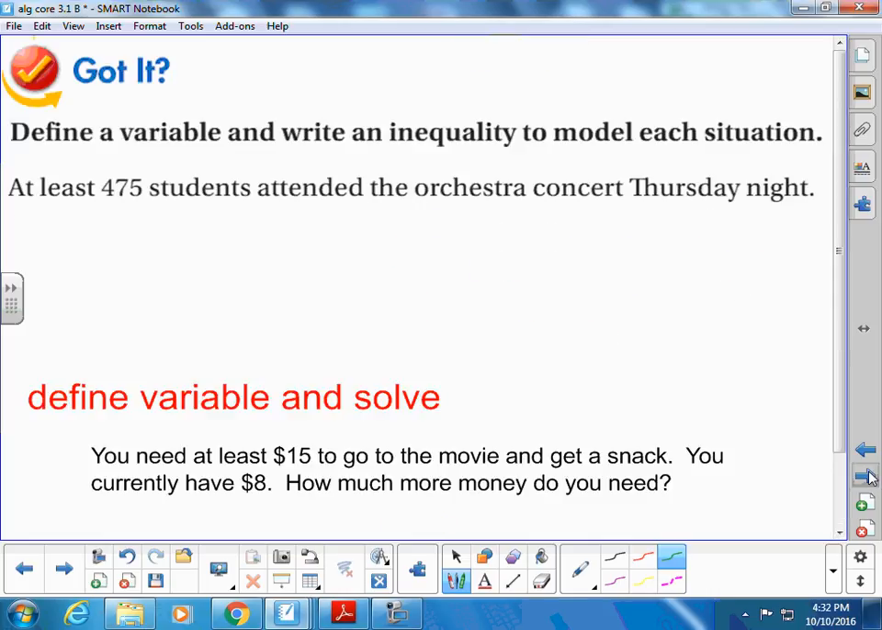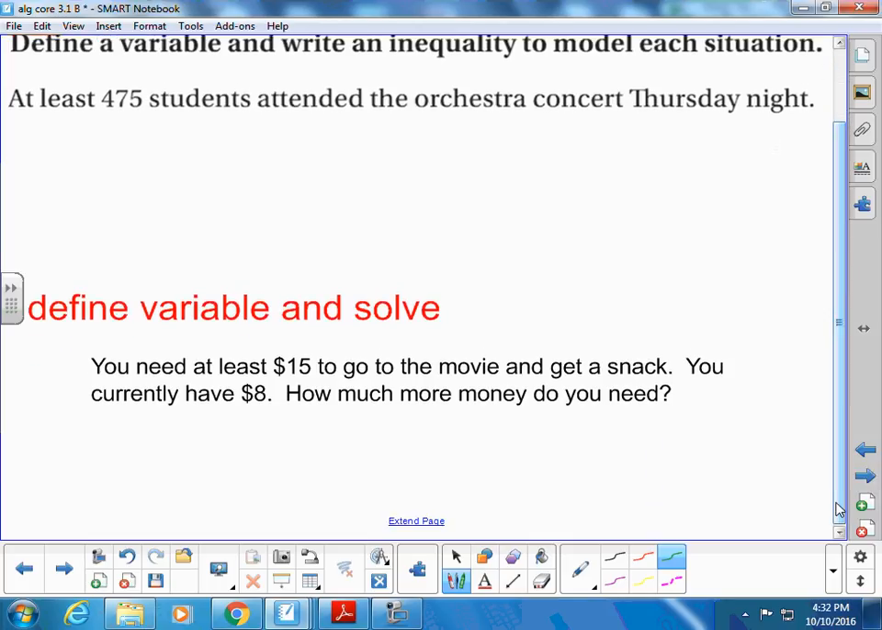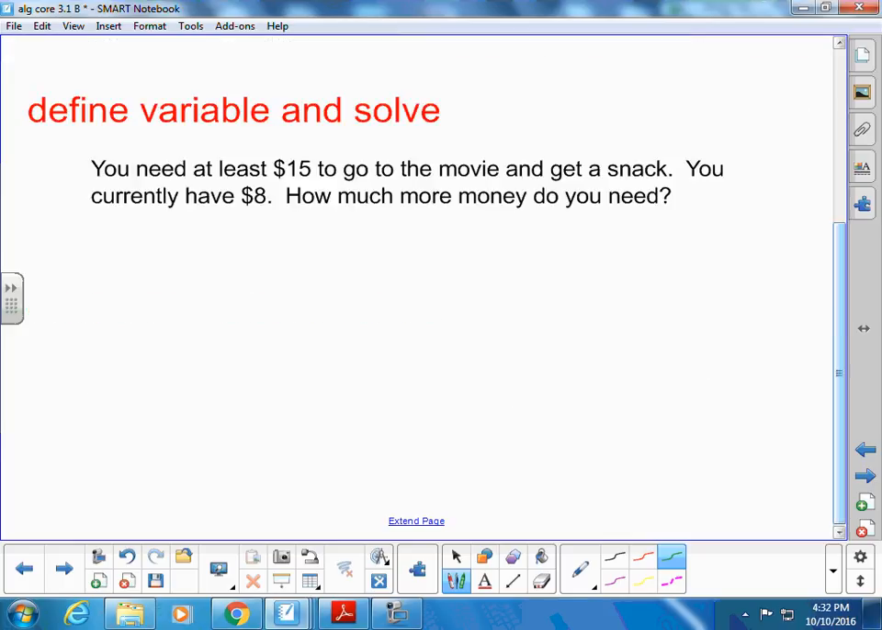So you are going to try to do the next one. We're going to do this last one together. So you should do at least 475 students attended an orchestra concert. But let's look at this one. You need at least $15 to go to the movie and get a snack. So I need at least $15. So I need at least, so something greater than $15 or equal to $15 to go to the movie and get a snack. I already have $8.